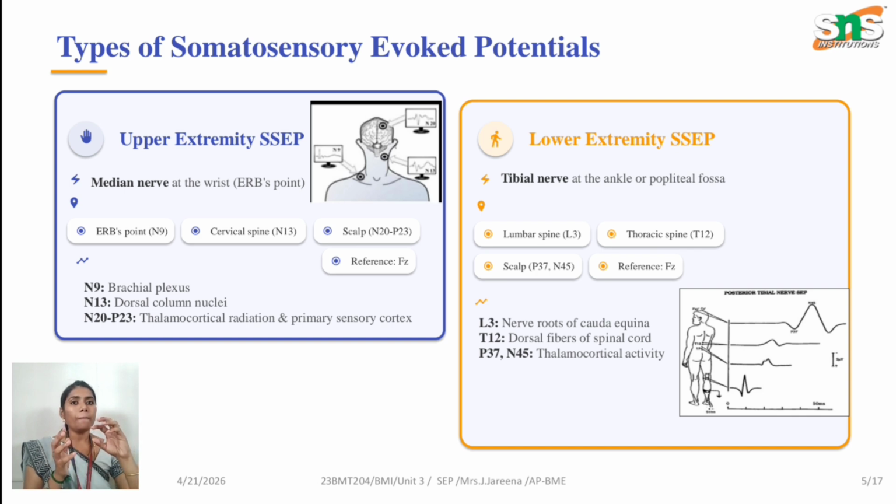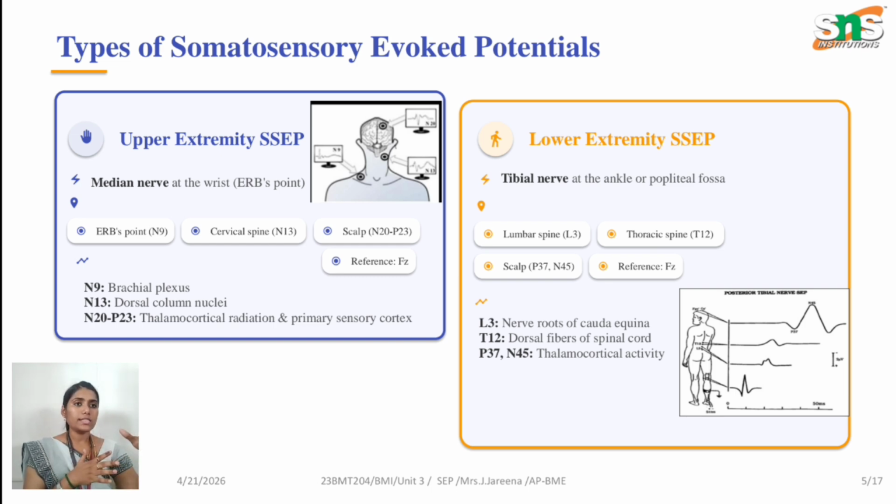Here, for doing the assessment of the median nerve, we have to go for the active points for electrode placement. Here we are taking three placements. One is the brachial plexus, that is your collarbone. Second is the dorsal column nuclei, that is the back of your neck, and third is the active site, that is the sensory part of your brain, the thalamocortical part or primary sensory cortex. These are the three active points where we are going to place the electrodes to record the somatosensory action potential of the median nerve.